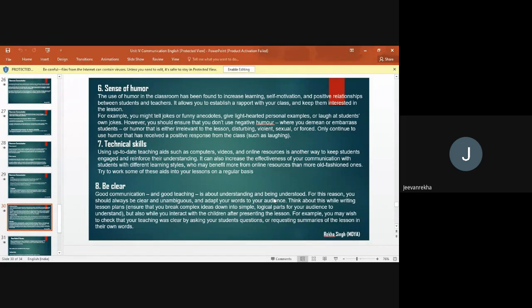It means if you are teaching something, you should be clear that you have made them understand and they have very good command of that particular topic. Suppose I am teaching you about communication. I should be clear that I have given you everything and you have learned everything about communication. And you should be clear that you have understood everything. Am I right?